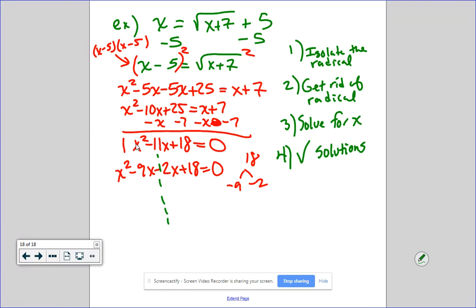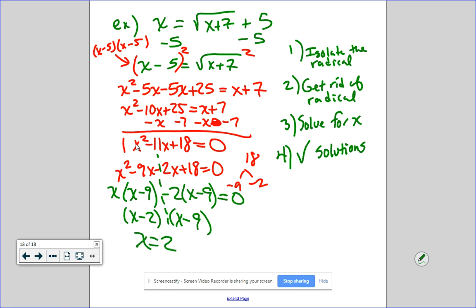Split. First two have x in common, so I have x minus 9. Second two, negative 2, and I get x minus 9. So I get x minus 2 and x minus 9. So that tells me x equals positive 2 and positive 9. But now, what do I have to do to both solutions? Check them.